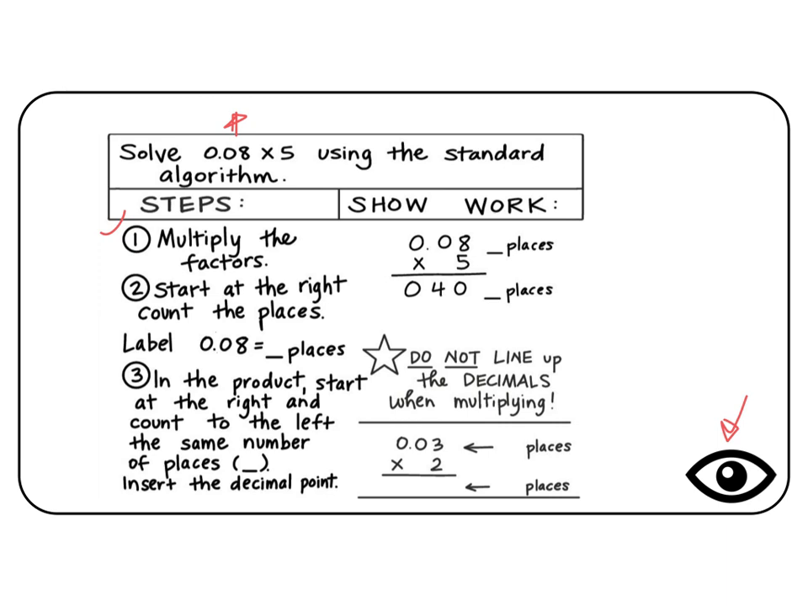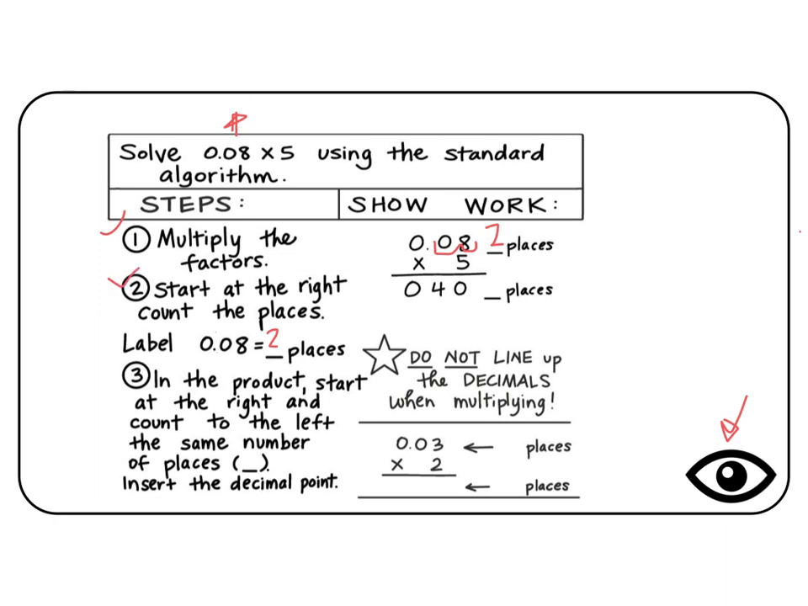Now we need to start at the right and count the number of place values that include a decimal. So if we go over here to the 8, then we start at the back and we count 1, 2. So there are 2 place values. So we label 0.08 has 2 place values of a decimal.